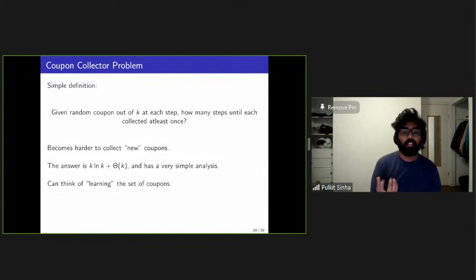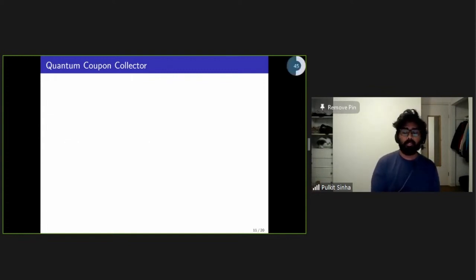Now, you can think of this process as sort of learning the set S, in the sense that once you have all the k coupons, you in some sense know the set of coupons. With this idea, we can now generalize the coupon collector problem to the quantum coupon collector problem. But before we do that, we need some restrictions on it first.